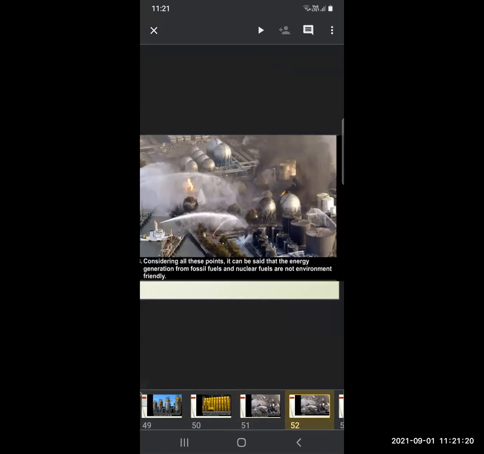Considering all these points, it can be said that energy generation from fossil fuels and nuclear fuels is not environment friendly, due to the chances of accidents and the question of where to dispose of the nuclear waste. So due to these points, energy generation from fossil fuels and nuclear fuels is not environment friendly.